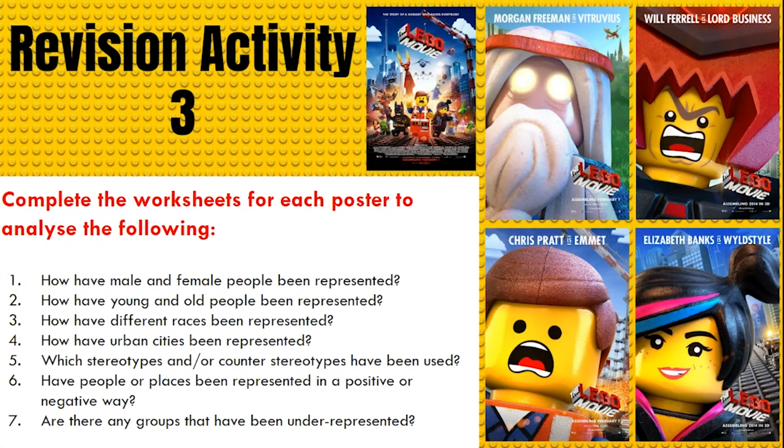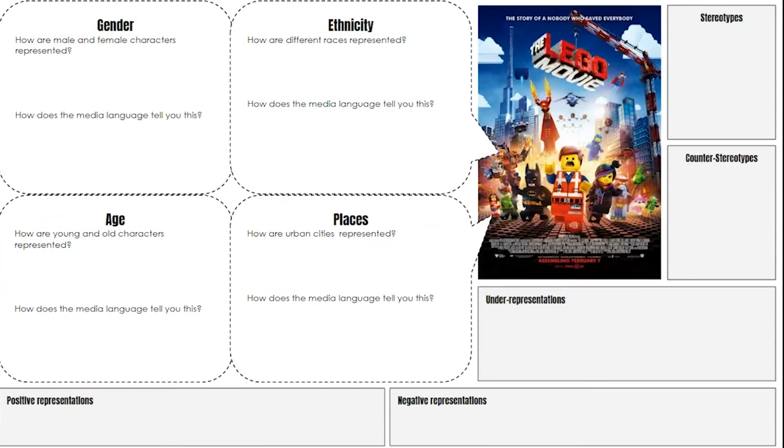So it's now time for your third revision activity. This time you're going to focus on the representation of people and places in the LEGO Movie poster campaign. For this, I have designed a worksheet for you to print off, which I will link in the description. You should produce a sheet for each poster of the set product. Remember that there are 5 in total. And you should focus your answer on the following questions.